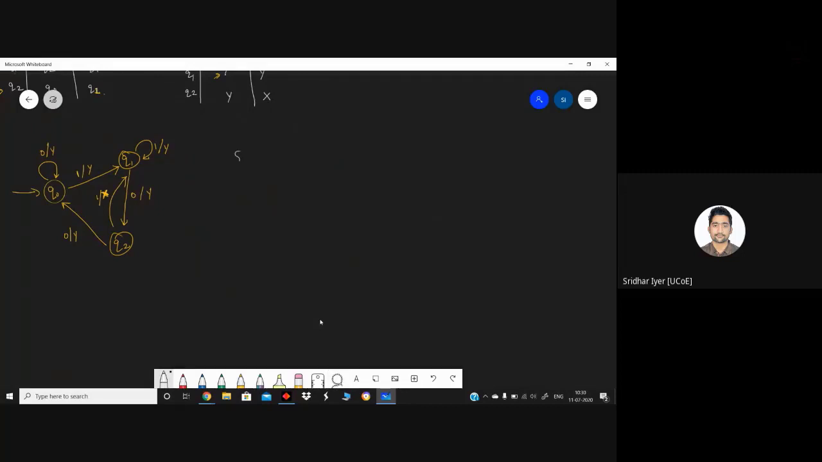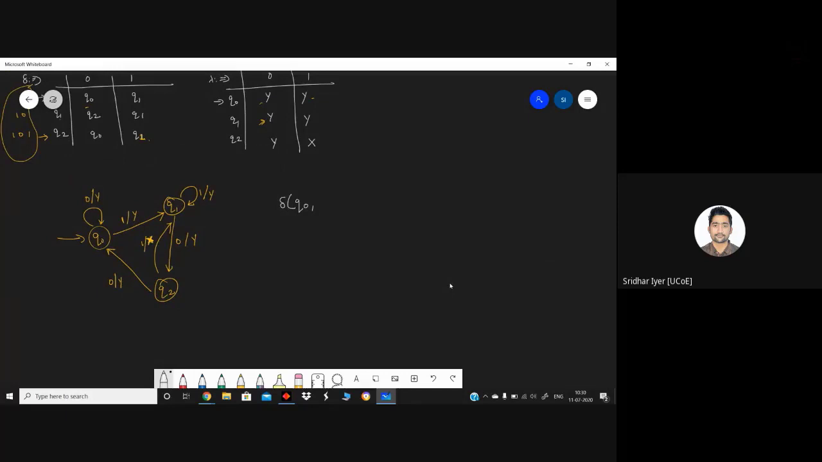Let's take an example. We are in Q0 and what is expected? 101. If it ends in 101, let's take one example, 10101, and take one more example, 1100. So now let's start with this particular machine. Now, in case of Moore machine, if you remember, whenever we start the transition, we used to write the output.